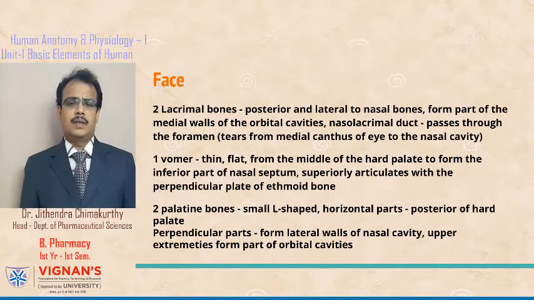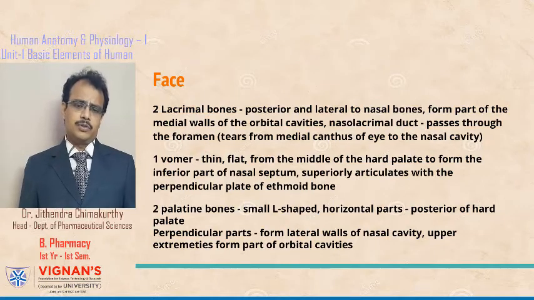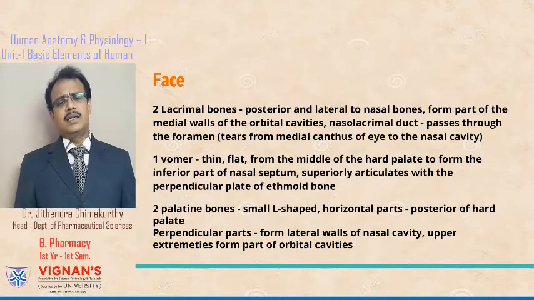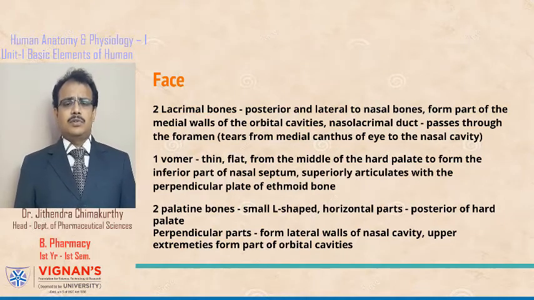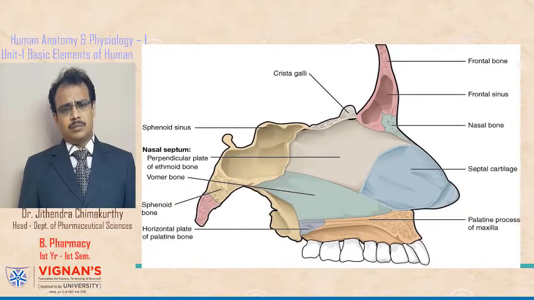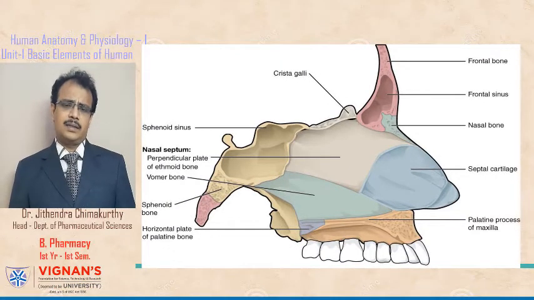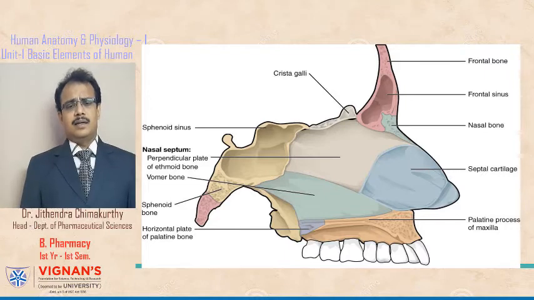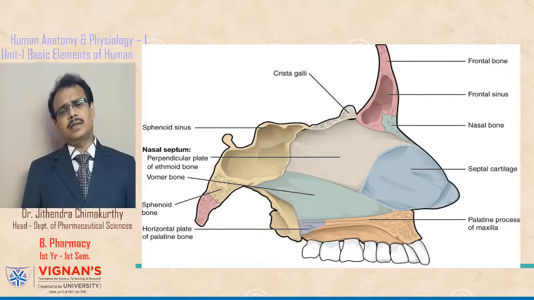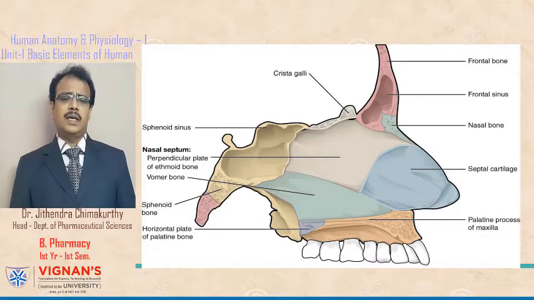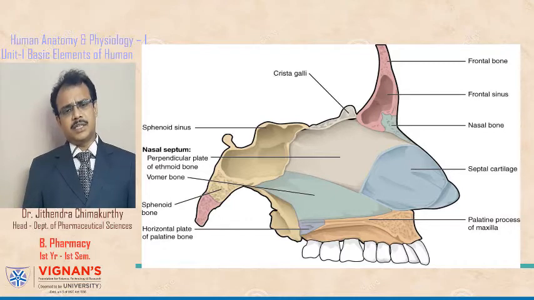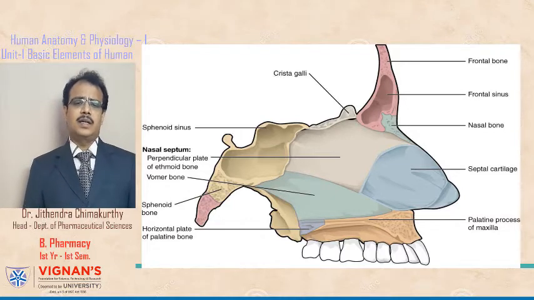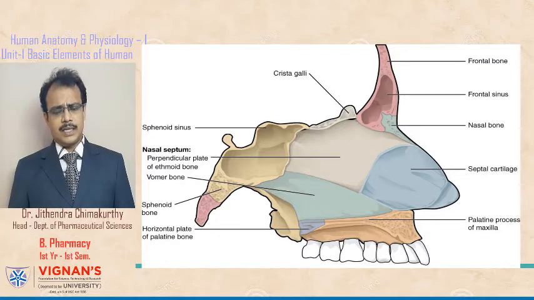There are two palatine bones. These palatine bones are L-shaped bones, and the horizontal portions of these L-shaped palatine bones form the posterior region of the roof of the mouth, that is the hard palate, whereas the perpendicular parts of this bone form the lateral walls of nasal cavity, and the upper extremities of these perpendicular parts form a part of the orbital cavities.